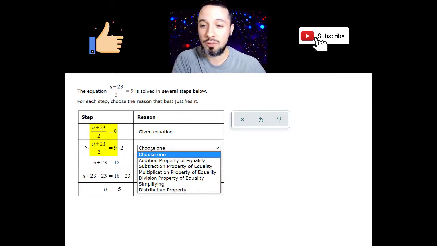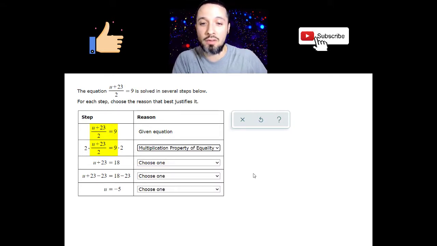For example, in this problem, when I look at this example, I can see we have times 2 in the second step, which means they took the original and they multiplied both sides by 2. Anytime you do the same thing to both sides, whether it's adding, subtracting, multiplying, or dividing, those are properties of equality. You have to do those things to both sides in order to balance the equation. So in this case, they multiplied both sides by 2, therefore, it's a multiplication property of equality. So keep that in mind. Anytime they do the same exact thing to both sides, you know it's going to be one of the properties of equality.